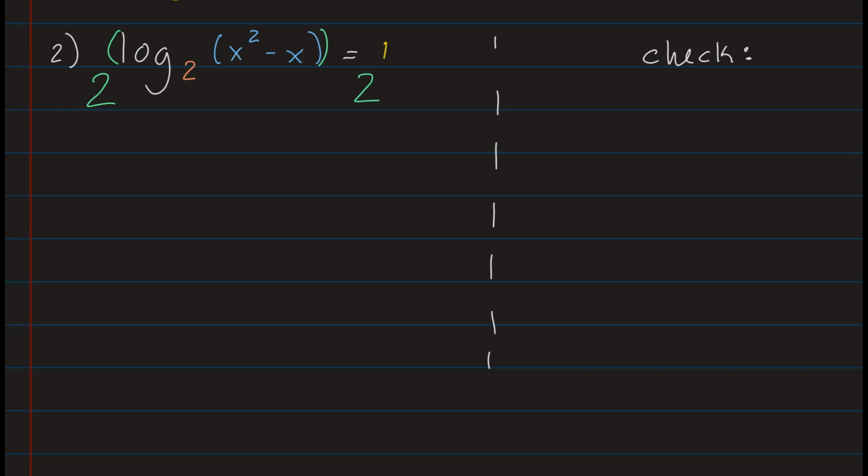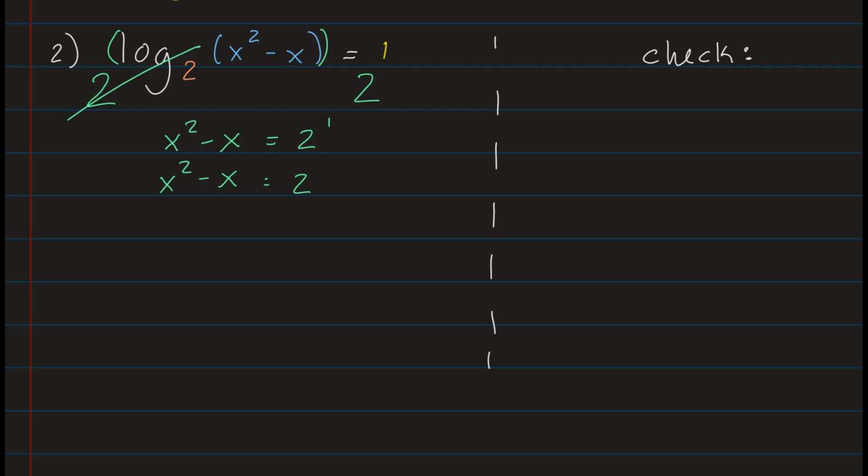2 raised to the power of log base 2 cancels, and you're left with just x² - x on that left-hand side is equal to 2 raised to the power of 1. Now 2 raised to the power of 1 means you're only multiplying 2 one time, so we're just left with 2. Anything raised to the power of 1 is just itself.